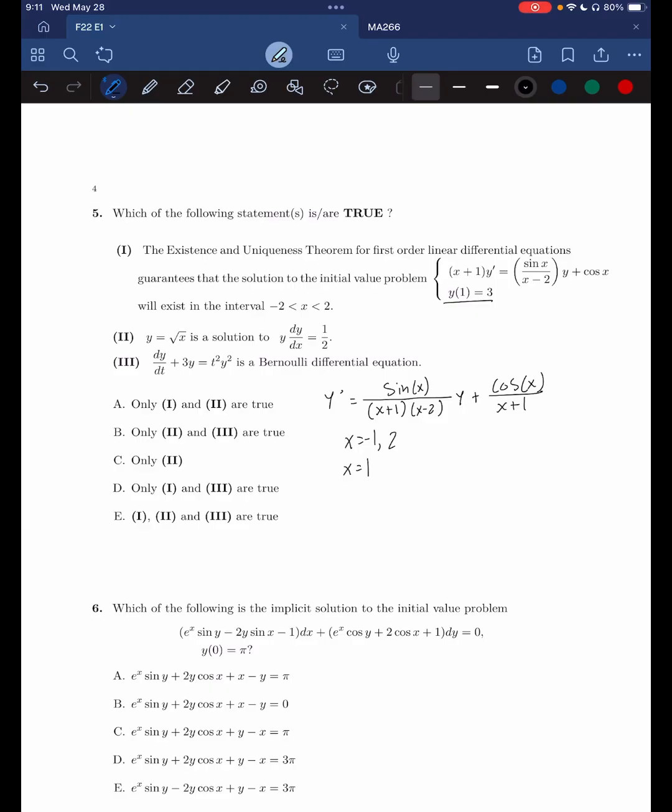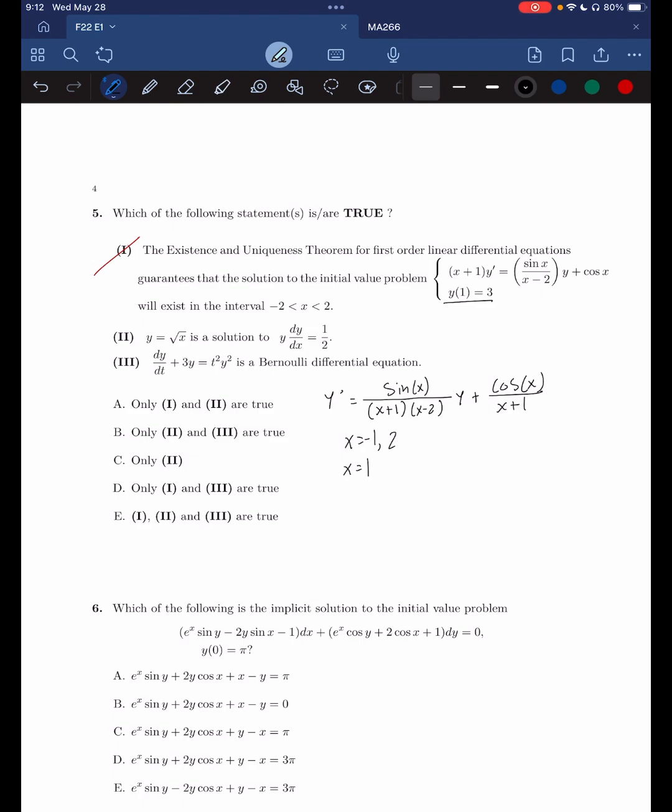Now, keep in mind that the solution will exist in the interval, and there's a couple caveats for this interval. The interval cannot include any discontinuities, but it also has to include the initial condition. But -1 falls in between this interval. So our solution cannot exist in this interval because there would be a discontinuity at -1 for our differential equation. So 1 can simply not be true.